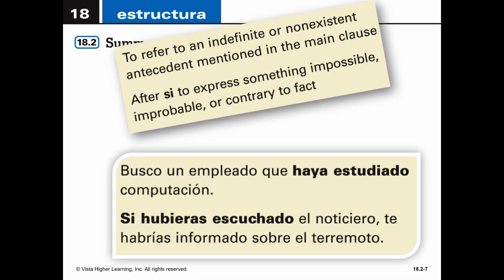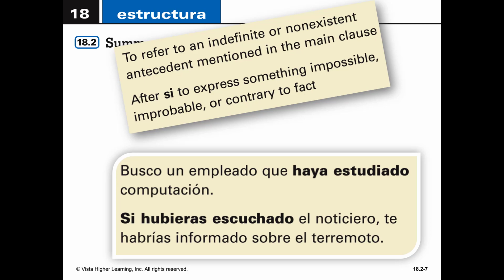And then also, if we're referring to something indefinite or non-existent, then in that case, it's an expression of doubt in a way, because we don't know if something exists. Since we don't know that something exists, because it may or may not exist, then we're going to use the subjunctive. Also, what we just learned with the si clauses, if we're going to express something impossible, improbable, or contrary to fact, then we need the subjunctive.